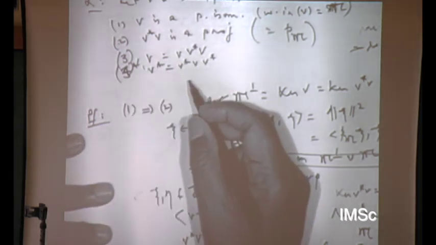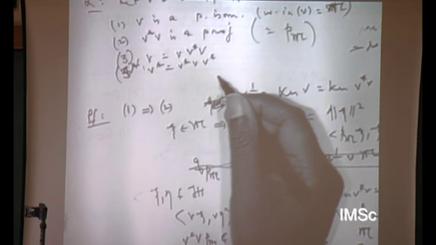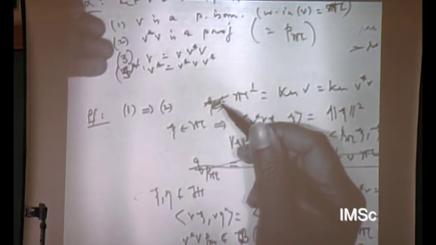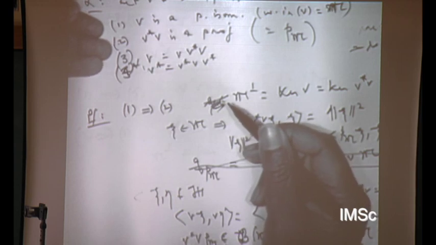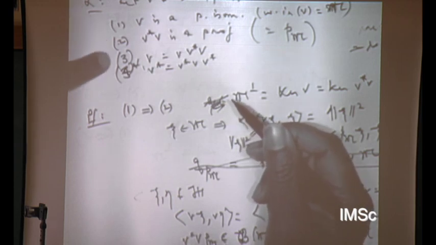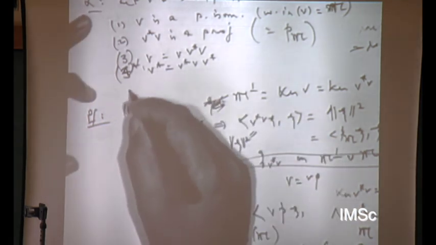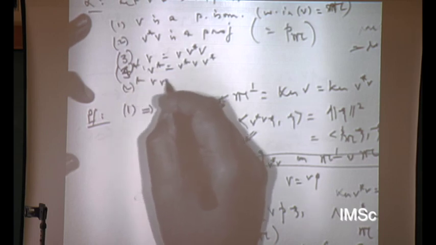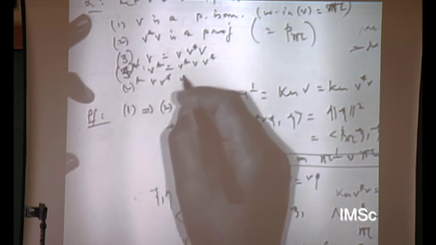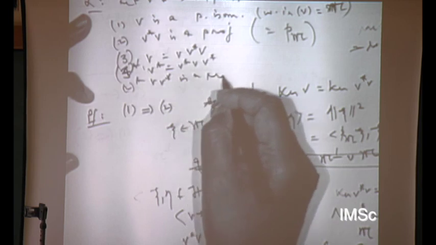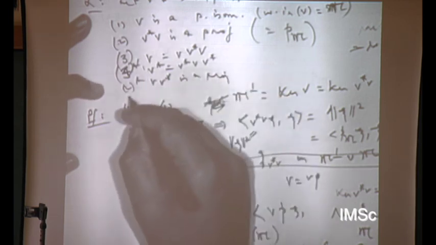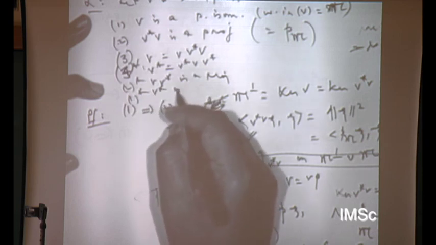Okay? But once I do this, then I can appeal to the earlier proved theorem for V star. V star satisfies this condition, and so V star V is the projection, and V star is a partial isometry.